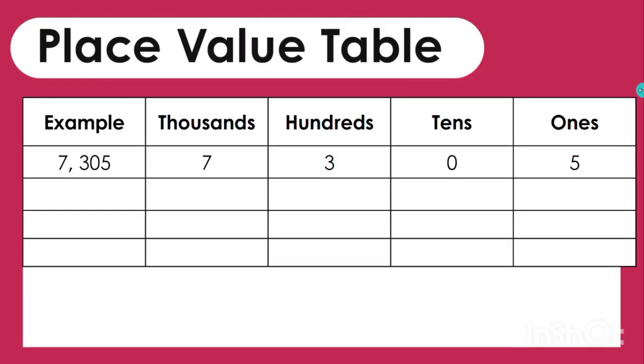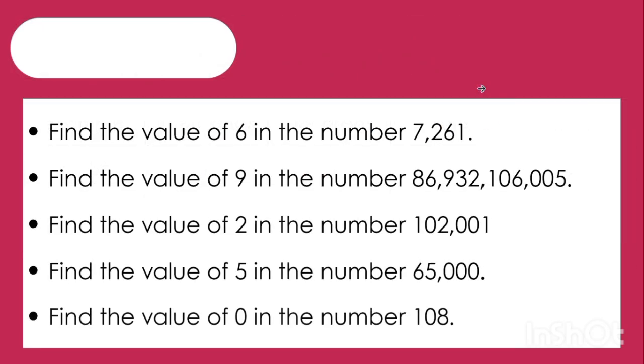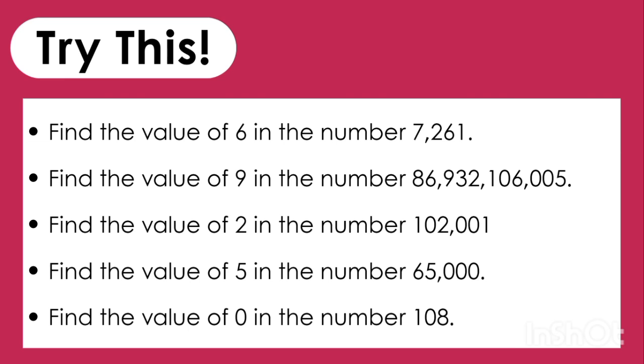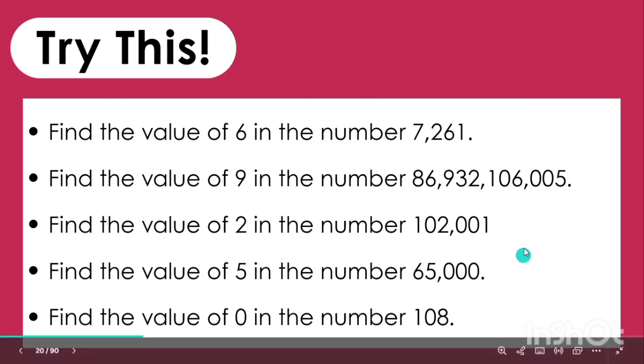So here are the place values in the table. In 7,305, we have 5 in the ones place, 0 in the tens place, 3 in the hundreds place, and 7 in the thousands place. What if I ask what number is in the tens place? It is 0. So let's try this. Copy this and answer it in your notebook, then comment it in the comment section.